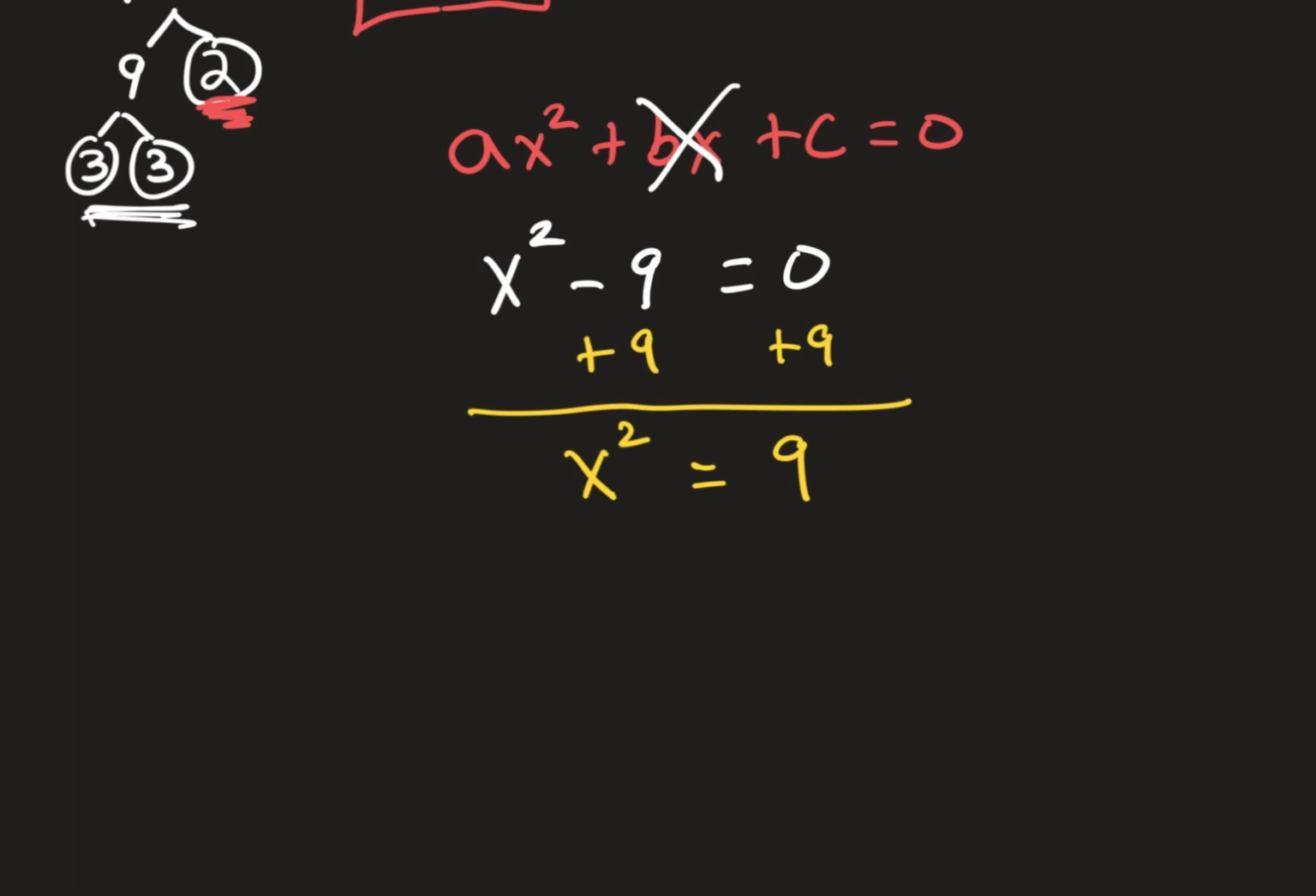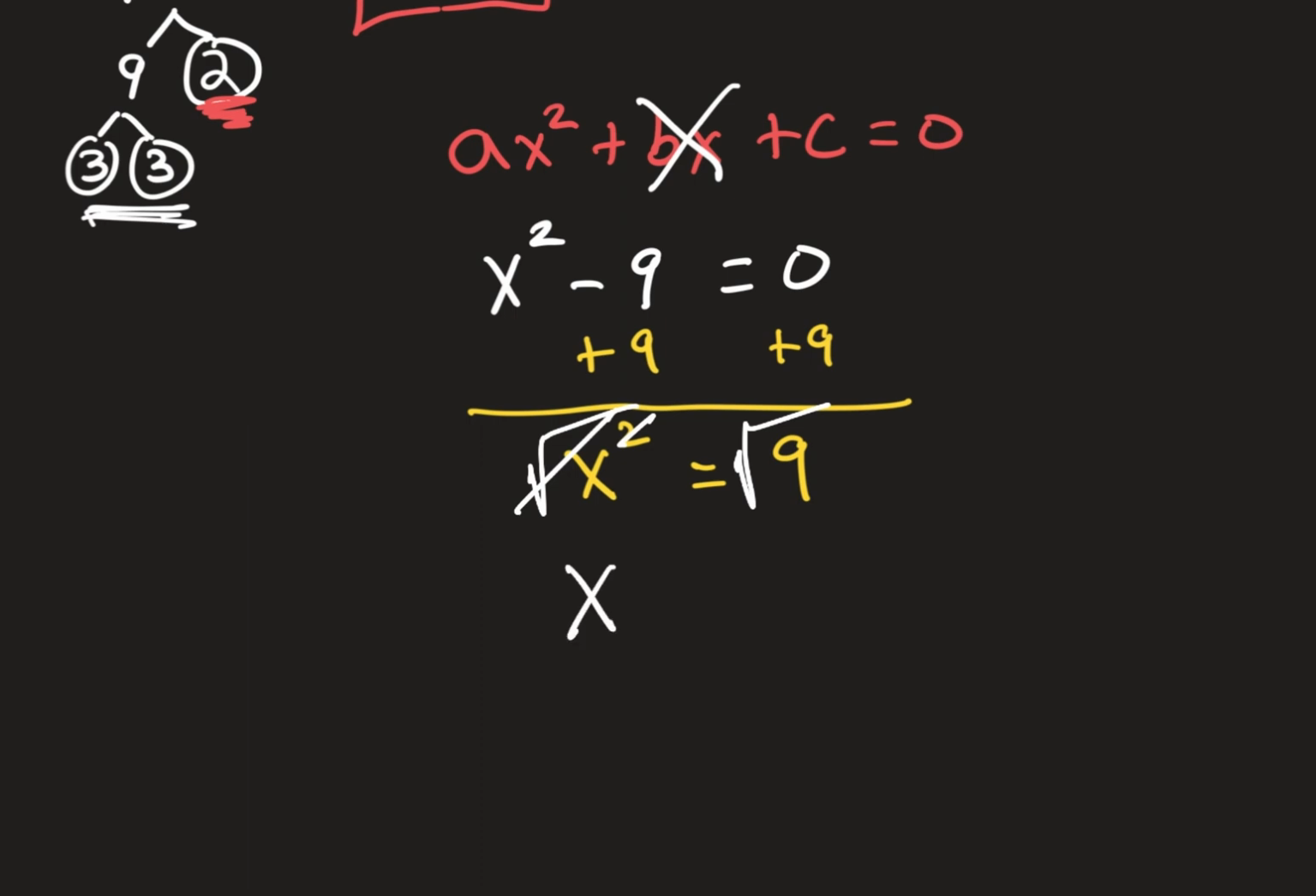Well, how do you get rid of squares? Anybody have any idea? I said it, right? You get rid of squaring something by taking its square root. So next step to this then, we are going to take the square root of both sides. Taking the square root of a square cancels that square out, and we're just left with x.